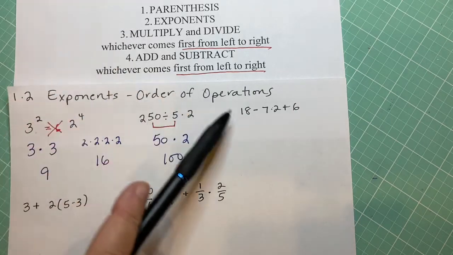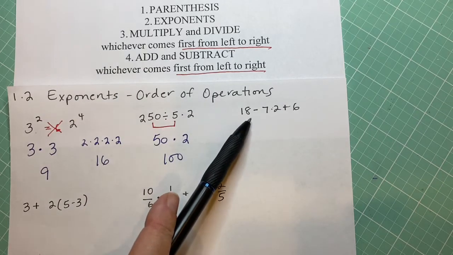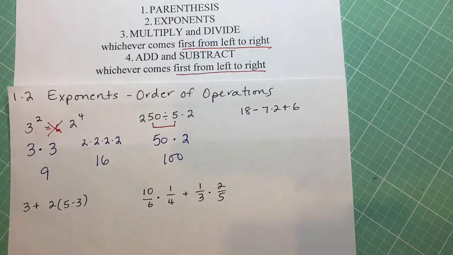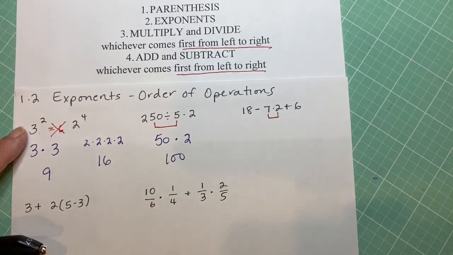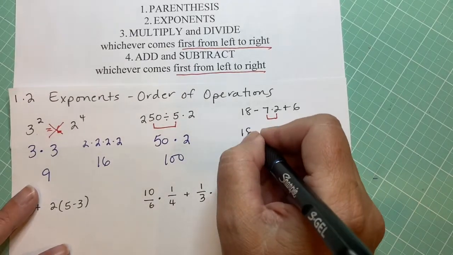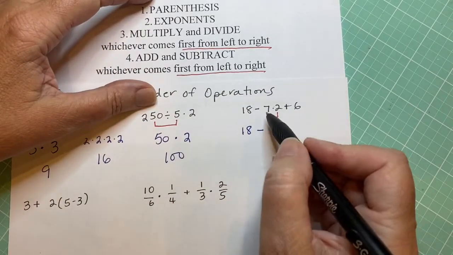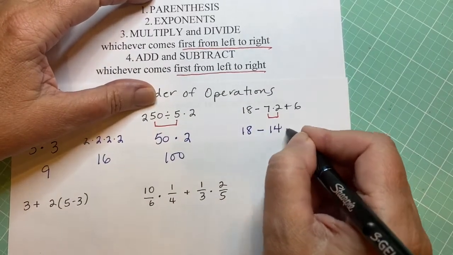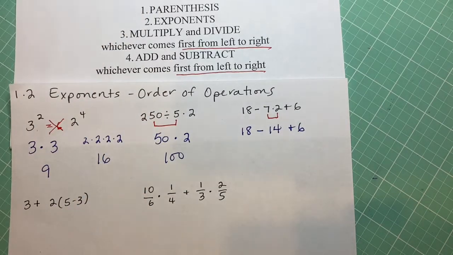So step 1, does it have any parentheses? No. Step 2, does it have any exponents? No. Step 3, do any multiplication or division from left to right. So as I start from the left, here's my first multiplication problem. So my 18 comes down, my minus comes down, and then I just say 7 times 2 is 14, and my plus 6 comes down. So I did step 3, I did the multiplication.